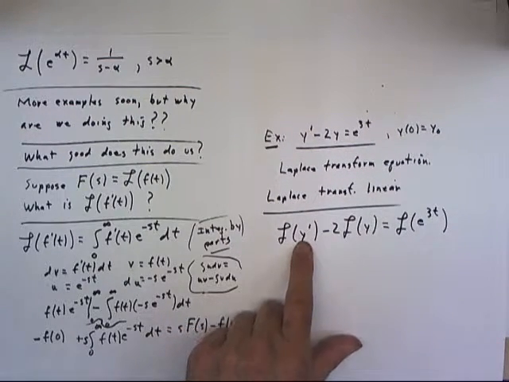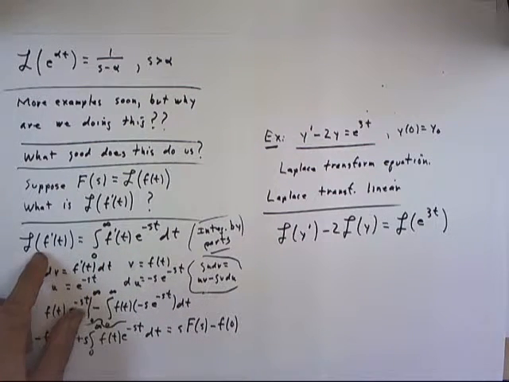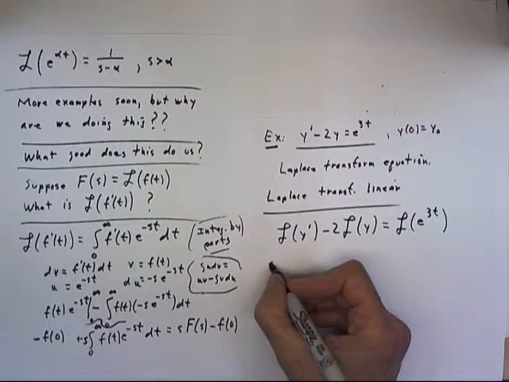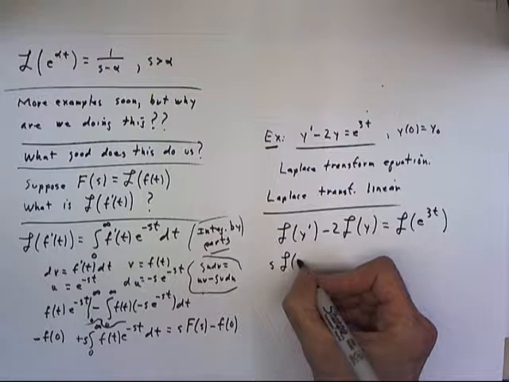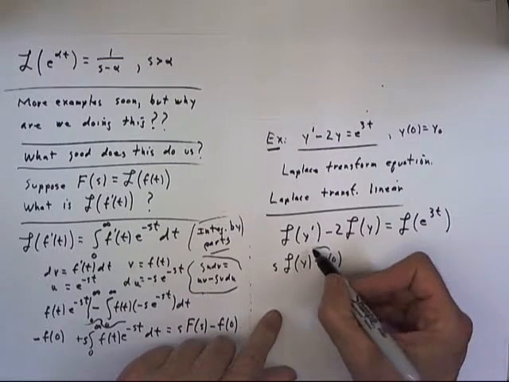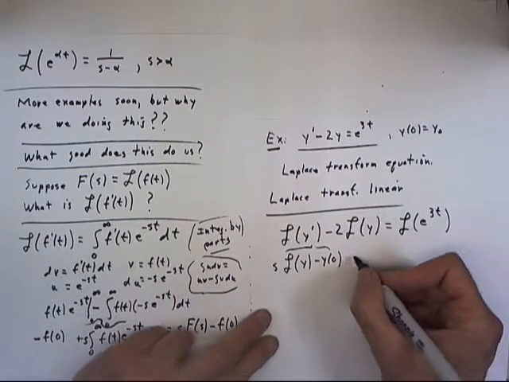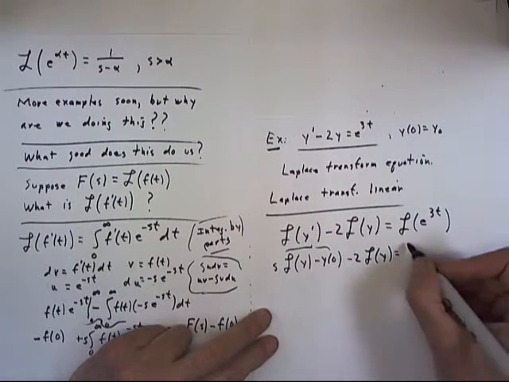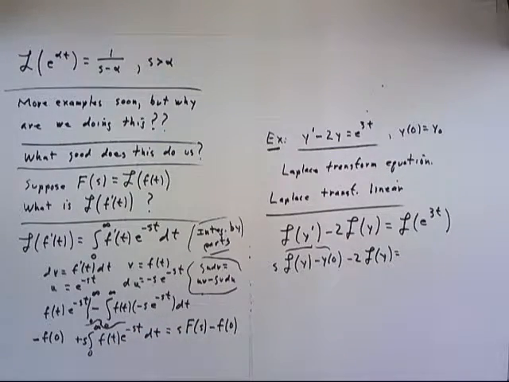Okay, now the Laplace transform of y prime, what's that? Well, we just showed that the Laplace transform of the derivative is s times the Laplace transform of the function itself minus that function evaluated at 0. It's not much of an extension to say, okay, the Laplace transform of y prime is therefore s times the Laplace transform of y minus y of 0. So this gives us this. And then that's minus 2 times the Laplace transform of y. And that equals the Laplace transform of e to the 3t.